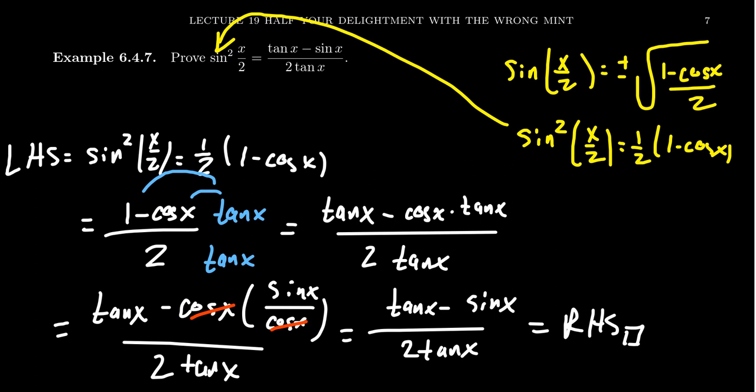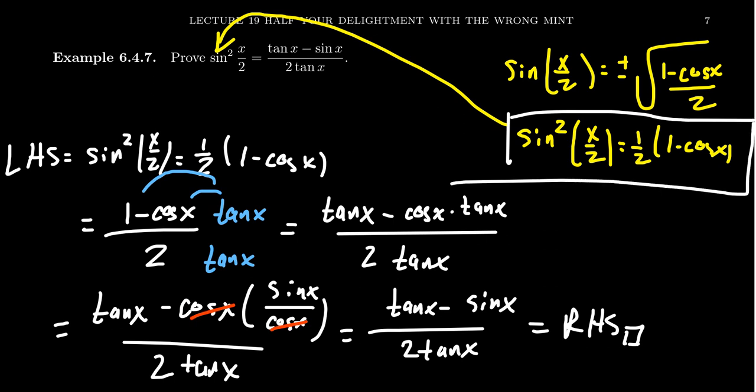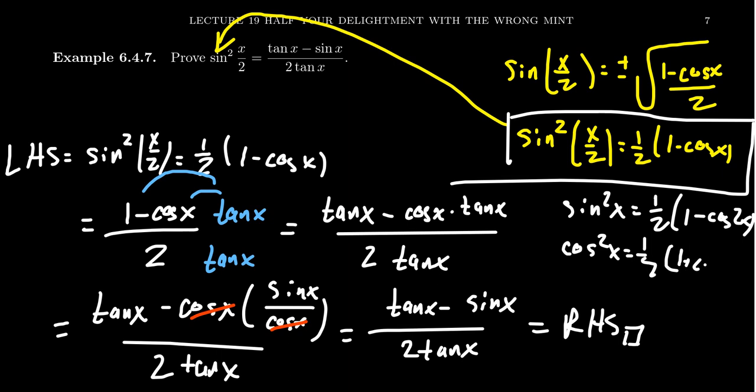We were able to prove this trigonometric identity using the half-angle identity. And in particular, when you're using the half-angle identity, the original version we have here with the plus or minus the square root is not always the easiest one to use. Oftentimes, we prefer the square right here. So you get sine squared of x over 2 is equal to 1 half times 1 minus cosine of x. Or an alternative version here is sine squared of x is equal to 1 half times 1 minus cosine of 2x. This is a very useful version. Likewise, cosine squared of x is equal to 1 half times 1 plus cosine of 2x.